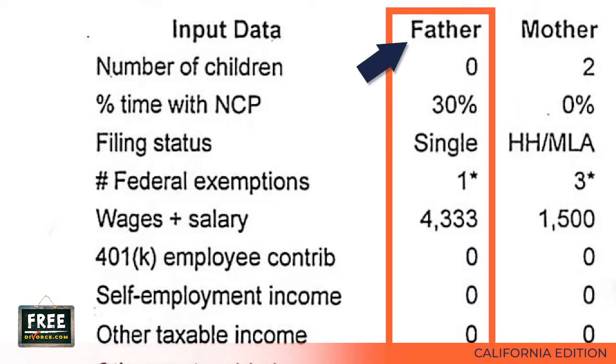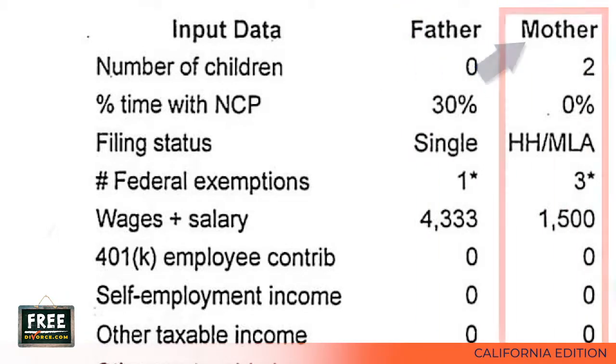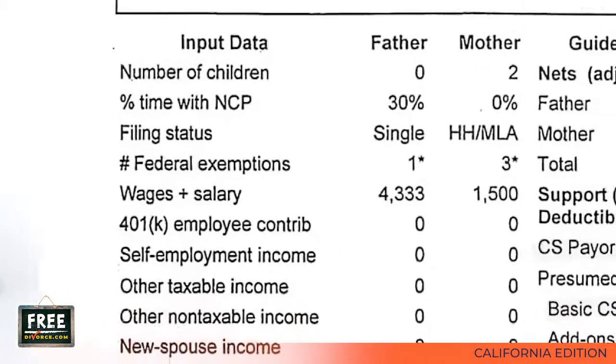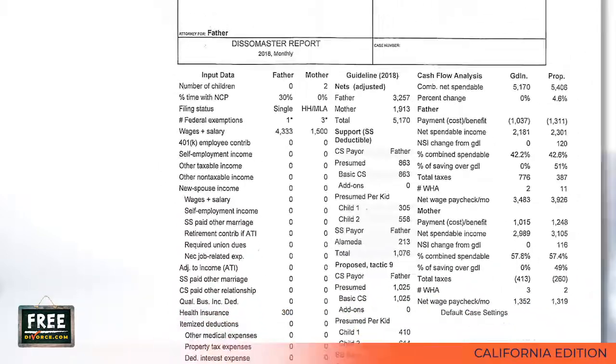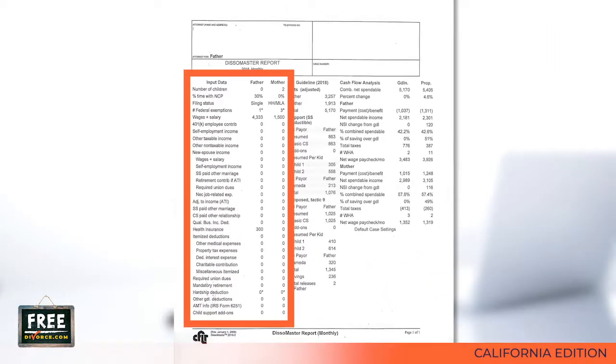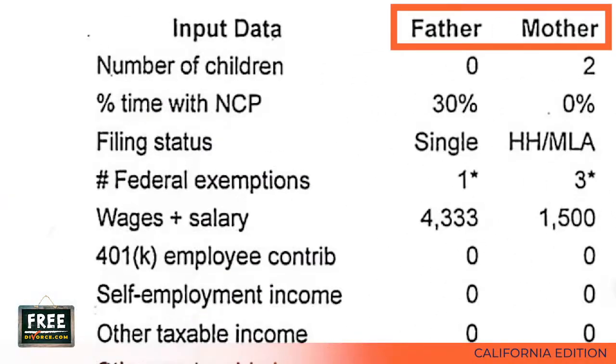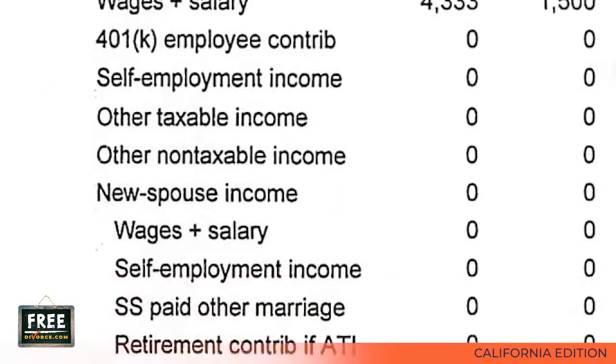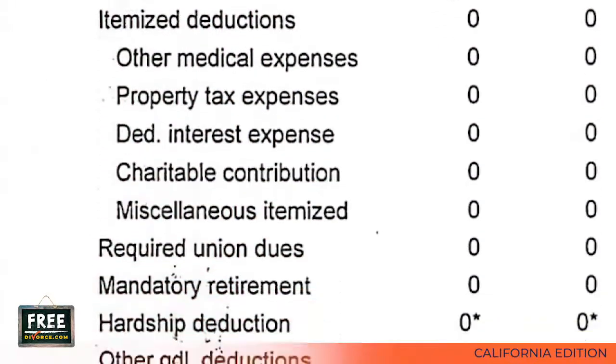Think about the father column also being the husband column. Your wife's salary and information goes in the column entitled Mother. So when I'm running the Dissomaster program, I look down the data entry lines on the left-hand side of the page, and I then enter data for me and my spouse, correct? That's correct. You fill out all the data entry lines that apply to your situation.